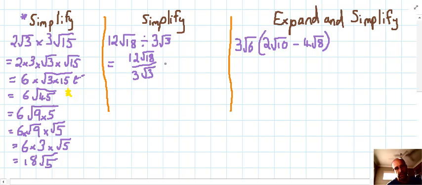Now we can expand the square root of 18. So we have 12. What can we do? Well, we want a square factor. 9 is a square factor of 18. 9 times 2.